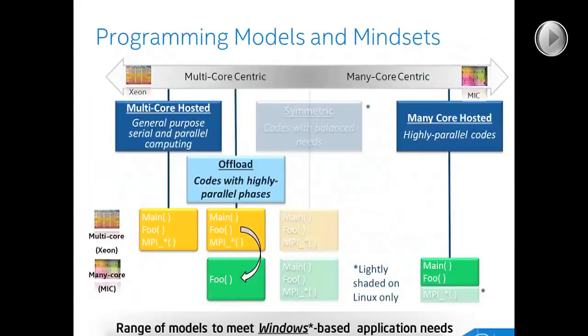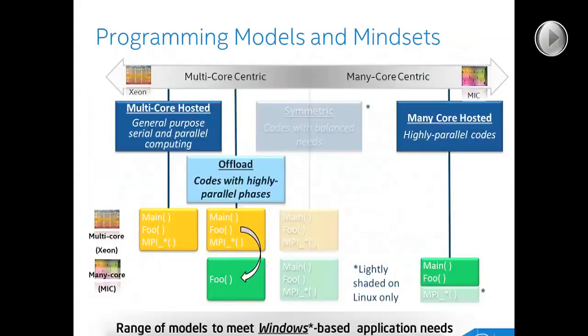This is a model where you have general purpose serial code in the application combined with parallel computing, where you would spread your parallel computing across the multiple cores of the host CPU. And in the lower portion of the foil, we're depicting in the yellow box where the code would execute, so it's exclusive to the multi-core host. The next model is one known as offload. Now, this is a combination of multi-core hosted code where you also take the highly parallel phases and you offload or execute those on your many-core coprocessor.